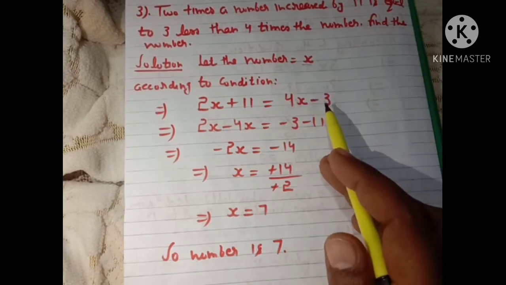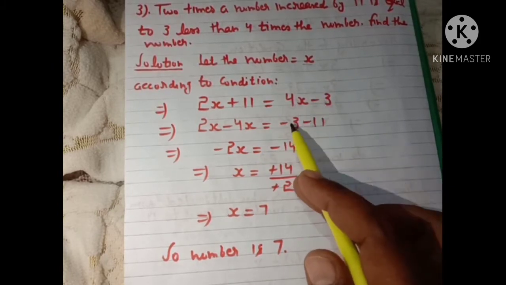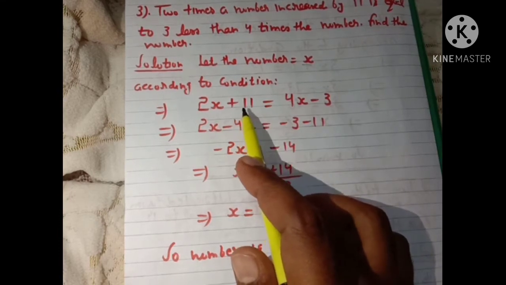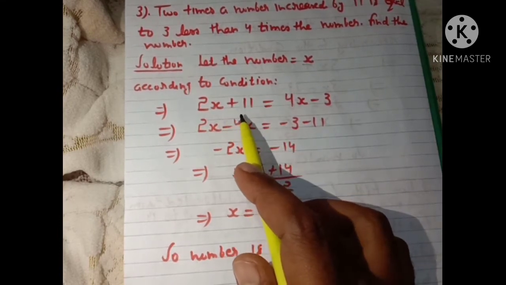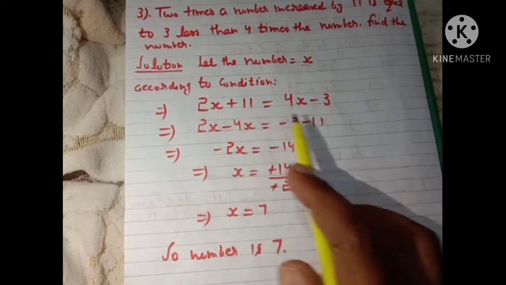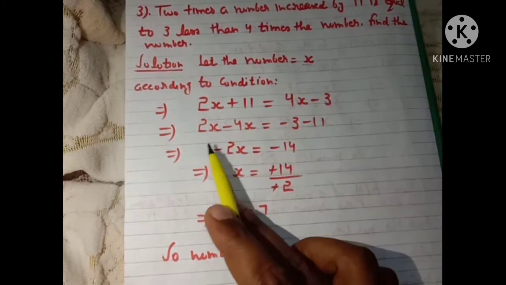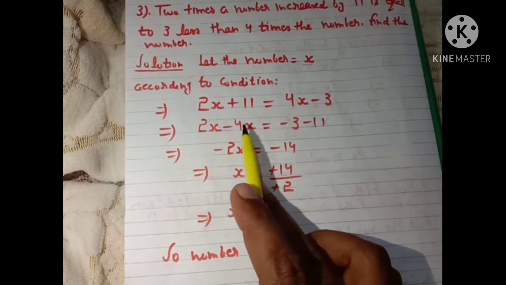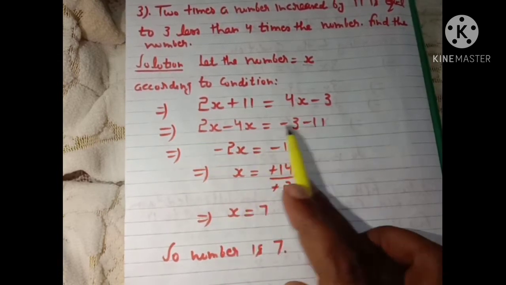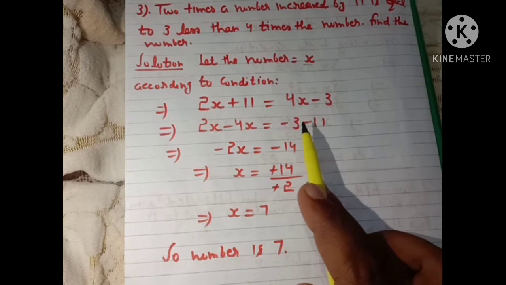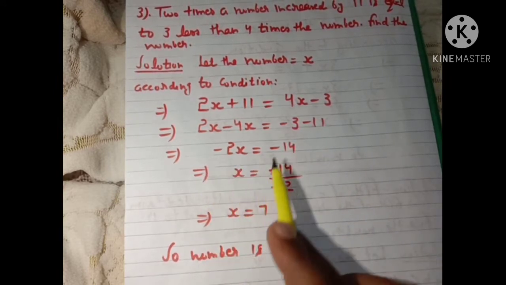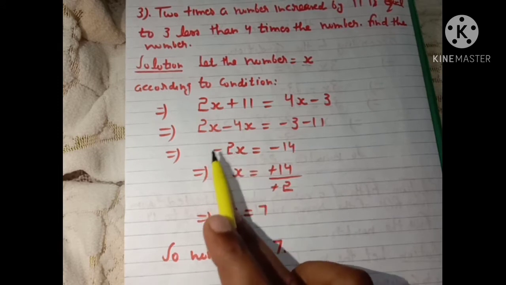And now you can see this minus 3 is already on the right hand side, so write down this minus 3 as it is. And then you can see this plus 11, when we are transposing this plus 11 to the right hand side, then it will become minus 11. So now 2x minus 4x will become minus 2x, and 11 plus 3 will become minus 14. And now you can see x is equal to minus 14 over minus 2.